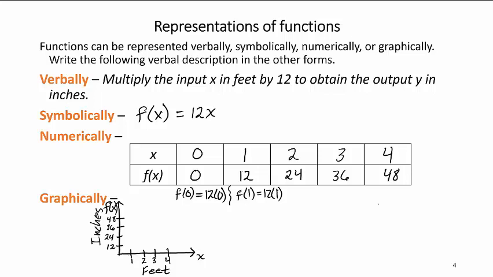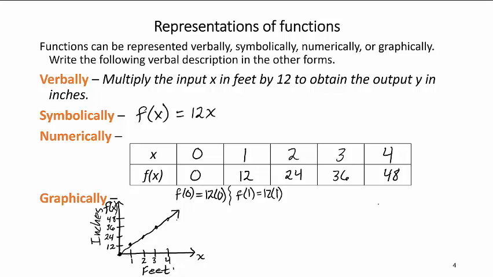Okay, so I'm starting at 0, 0, 1, 12, 2, 24, 3, 36. Now, how many points do we need to graph a line? Because this is linear. Not that many, right? Only 2. But we graphed 4 points.